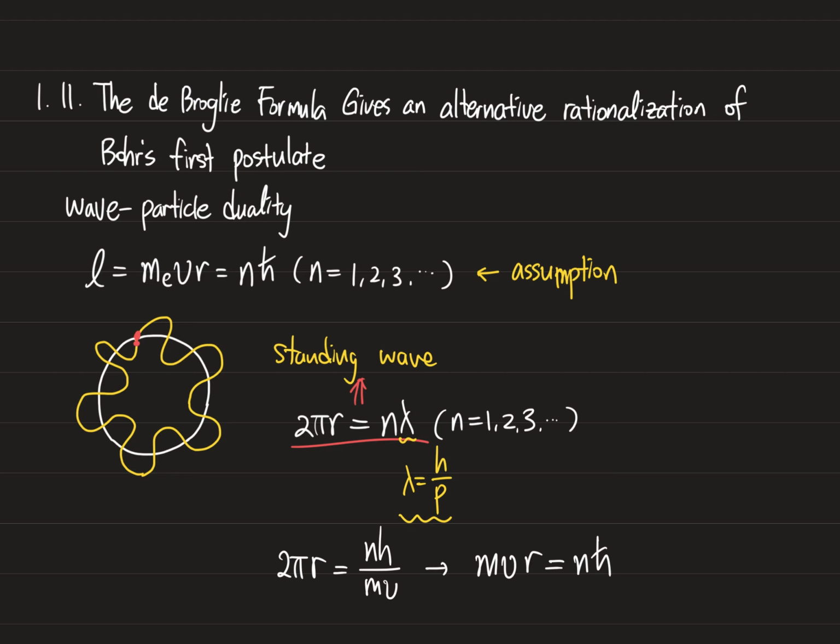So you might realize that this is exactly the same as Bohr's first postulate. What Bohr had to assume without proof, de Broglie was able to derive from the fundamental principle of wave-particle duality. So the quantization of the angular momentum is actually a natural consequence of the electron behaving as a stable standing wave in its orbit. So now we can rationalize Bohr's first postulate. Now let's move on to the next page.